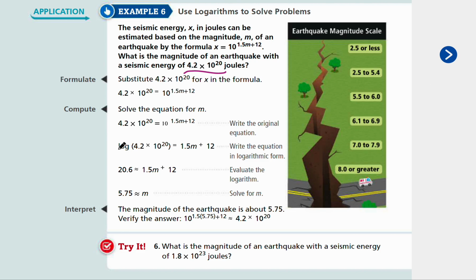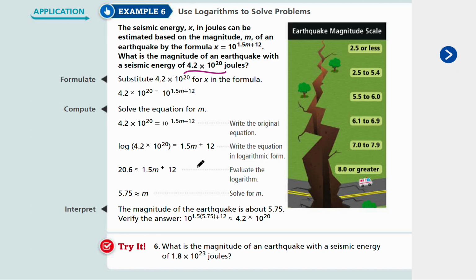So log, you don't have to write the base, of base 10 of 4.2 times 10 to the power of 20 is equal to 1.5M plus 12. So this minus 12, all of that divided by 1.5 is M, which is about 5.75. So yeah, that's it. So you just have to change the form, solve for the variable, and plug it into the calculator. You need a calculator. Yes.